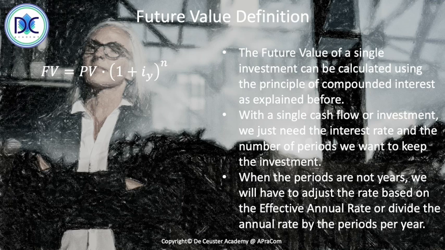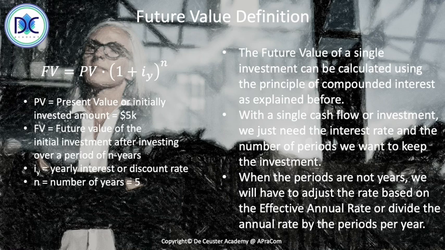So the future value is equal to the present value, what we invest today, multiplied by 1 plus the interest rate to the power n. Like I said, the present value is the originally invested amount. In our case, I take $5,000. Future value, FV, is the future value of the initial investment after investing over a period of n years. IY is the yearly interest or discount rate, and n is the number of years. In our case, I take 5 years.